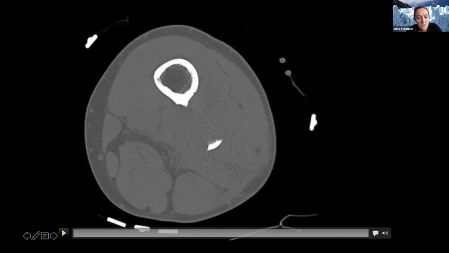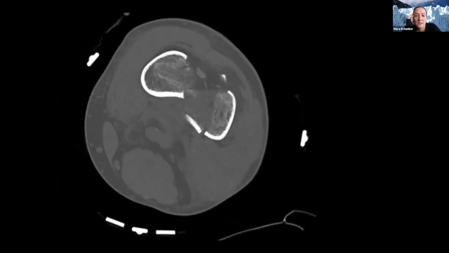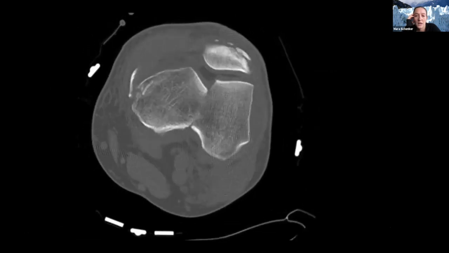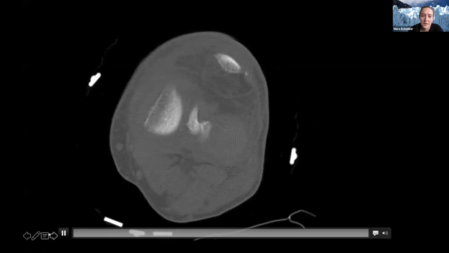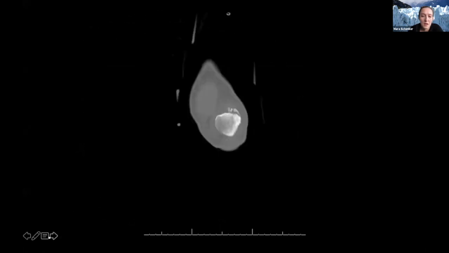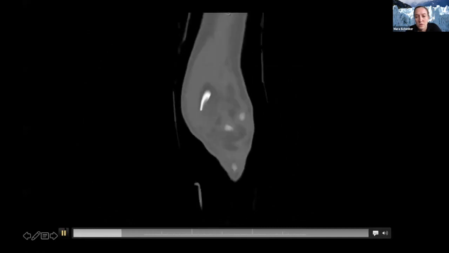And so this is his axial scan. So it's as expected. You've displaced condyles, not that bad of an articular injury, just more displacement than anything. And this is his coronal.